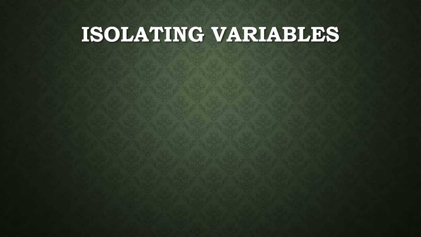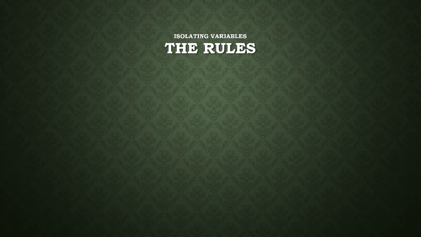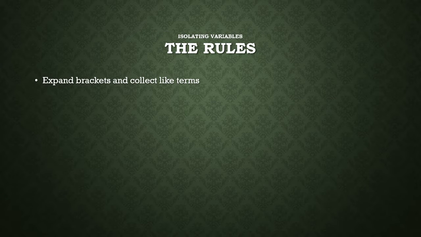Alright, here's the rules for doing something like that. Our first rule, which is a special rule, and you'll see why in a moment, is expand brackets and collect like terms. That means simplify both sides of the equation so that they are as simple as they could be. Each side of your equation is an algebraic expression like we've studied before, and we know how to simplify those, so you want to simplify them first.